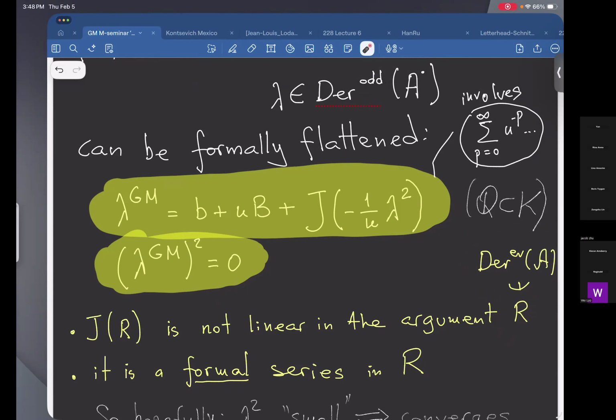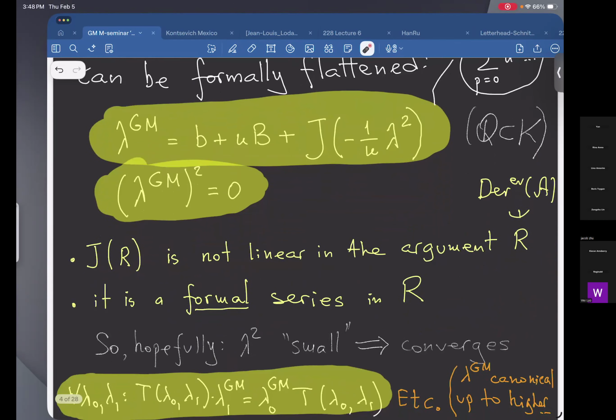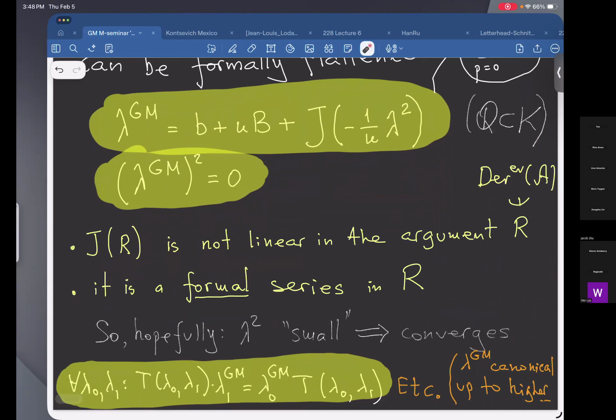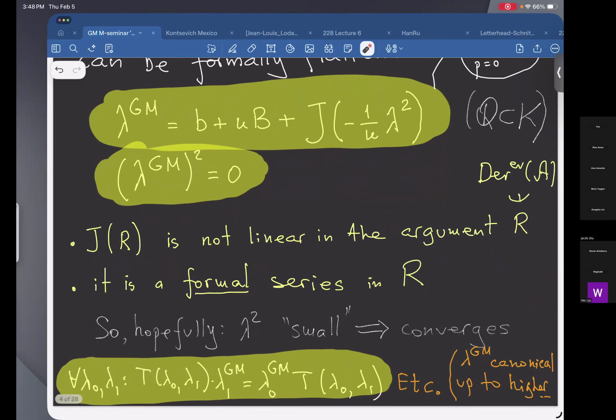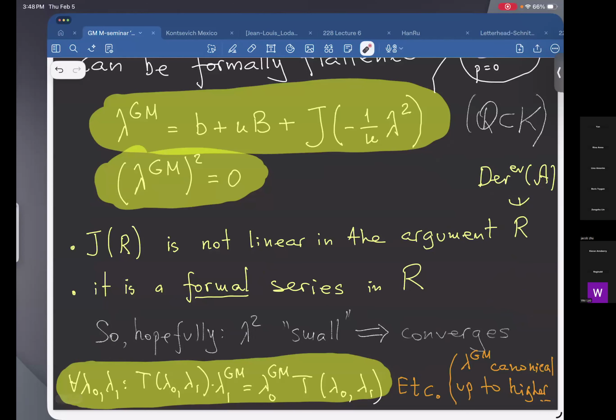It will involve infinitely many terms, so great if it is nilpotent. If not, there is an issue. It's not linear in the argument R. In fact, it will be a formal series of homogeneous equations in R: linear, quadratic, cubic. And again, in the same formal sense, if you allow infinite series, Antieu inverse, then it's kind of canonical.